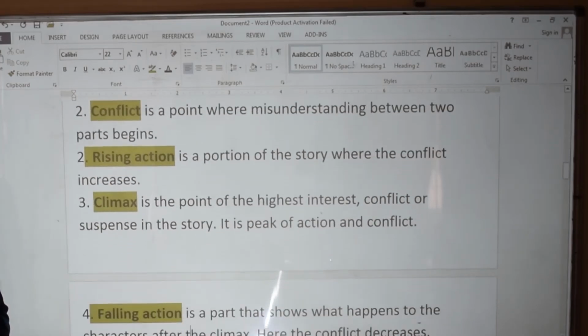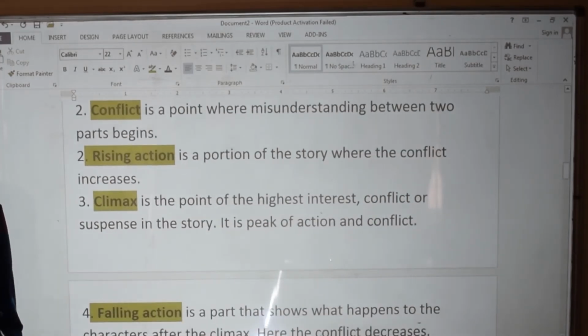The next stage is climax. Climax is a very important part in a narrative as far as plot is concerned. It's the point of the highest interest. So, climax is the point of the highest interest, conflict or suspense in the story. It is a peak of action and conflict.